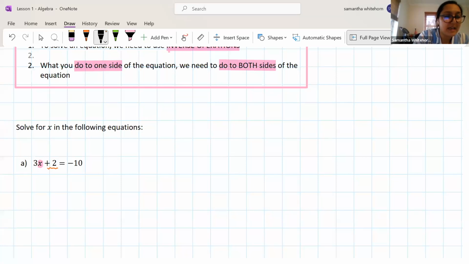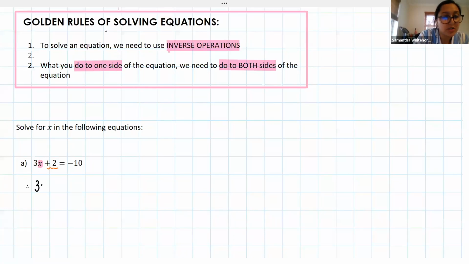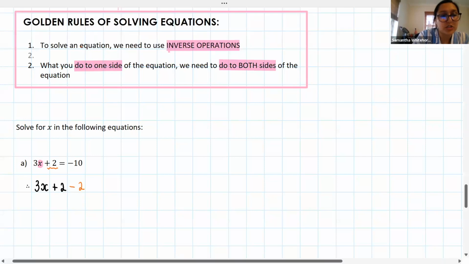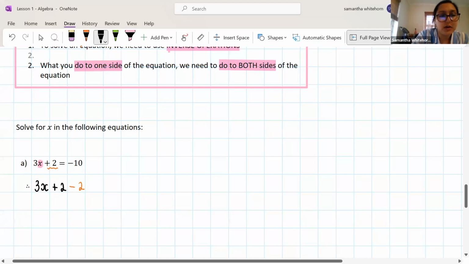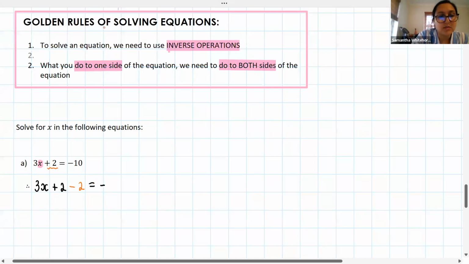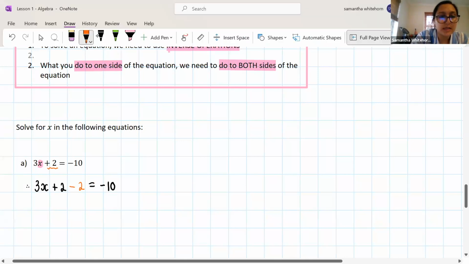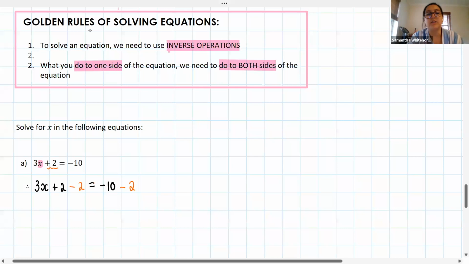That means I'm going to have to subtract 2 on both sides of my equation. Now, guys, there is no need for you to write minus 2. If you are happy that you can just say 3x is equal to negative 12, that's absolutely fine. But if you're not quite there yet, that's also fine. Rather write in the minus 2.